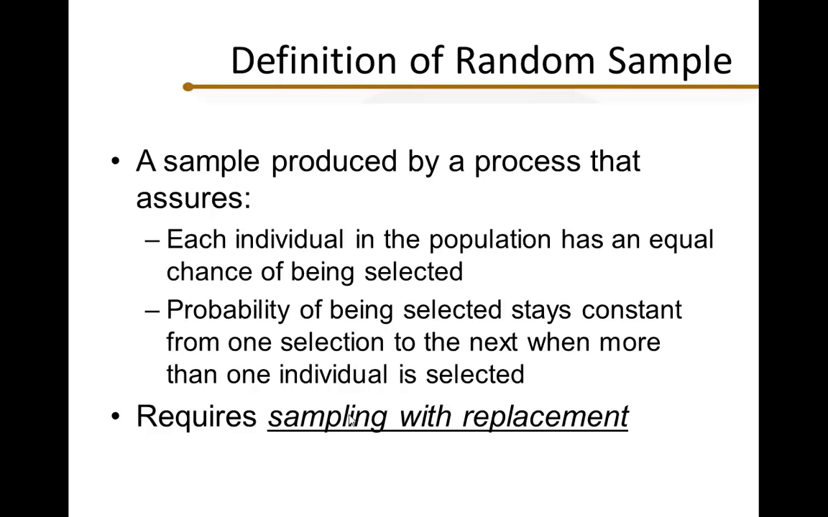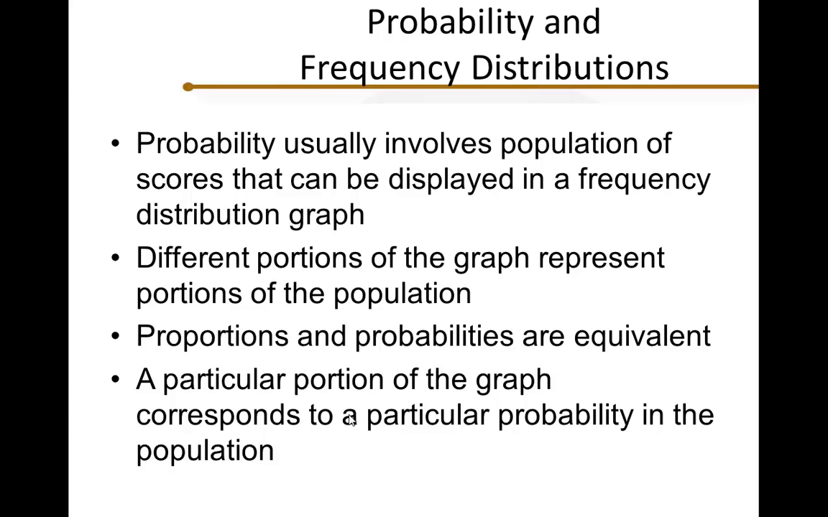Well, that doesn't give every student at Southeast the exact same chance of being selected. Remember, that's a key piece. And the probability of being selected stays constant from one selection to the next when more than one individual is selected. Okay? It requires sampling with replacement. All right, so probability and frequency distributions.